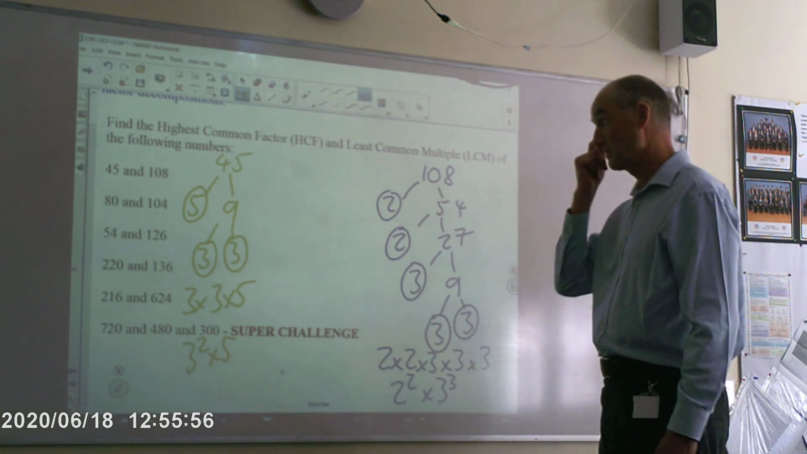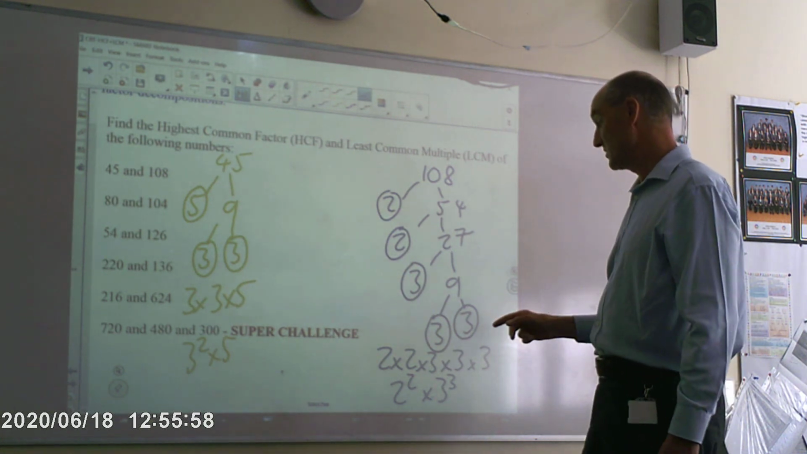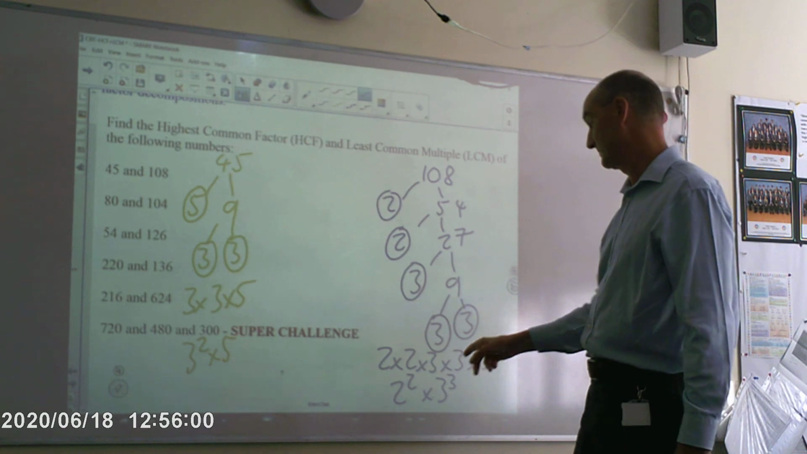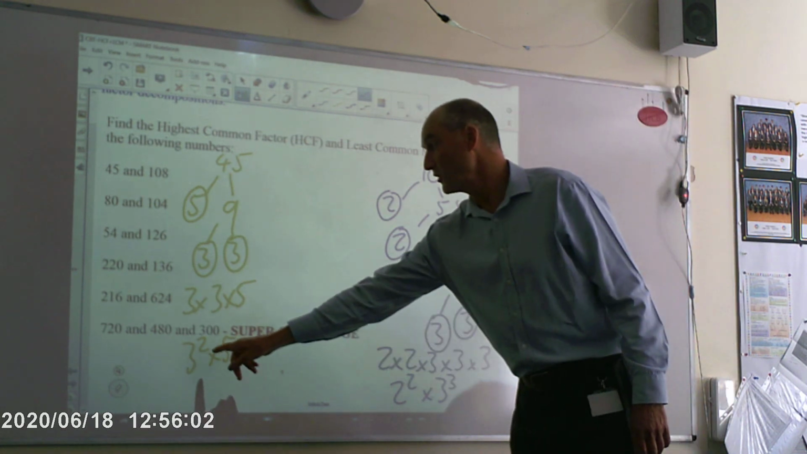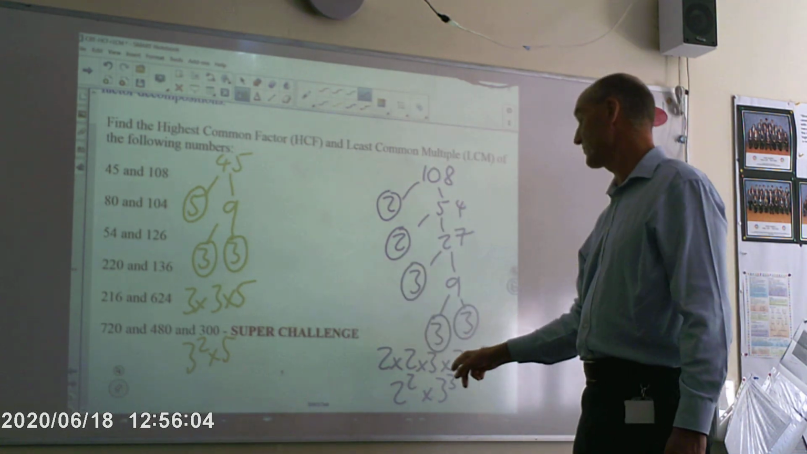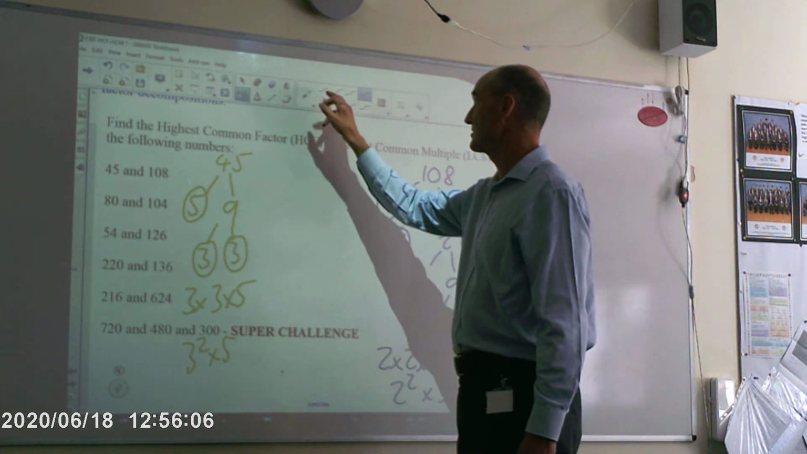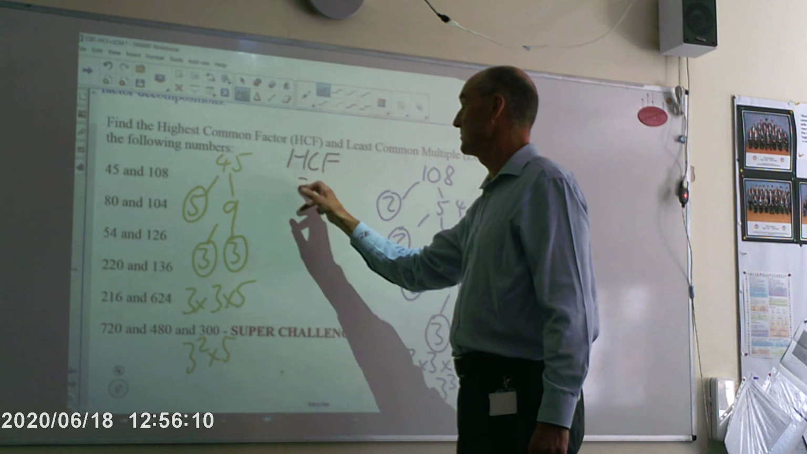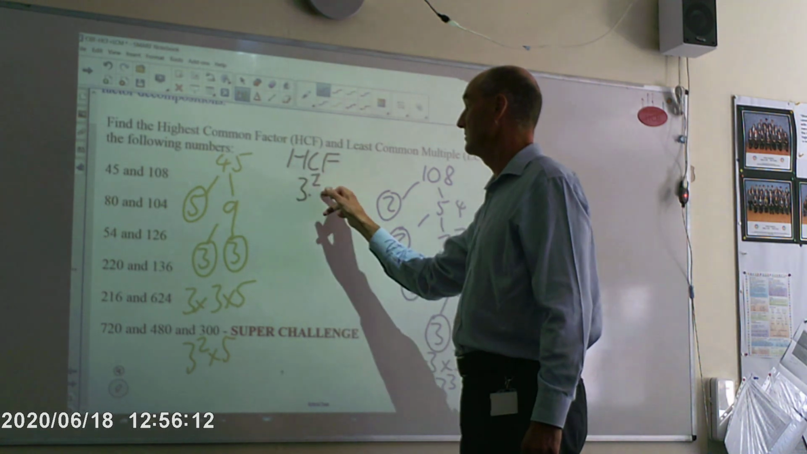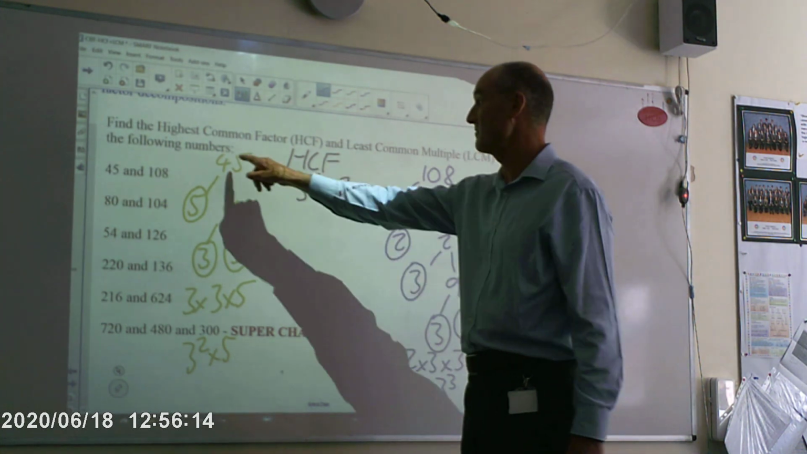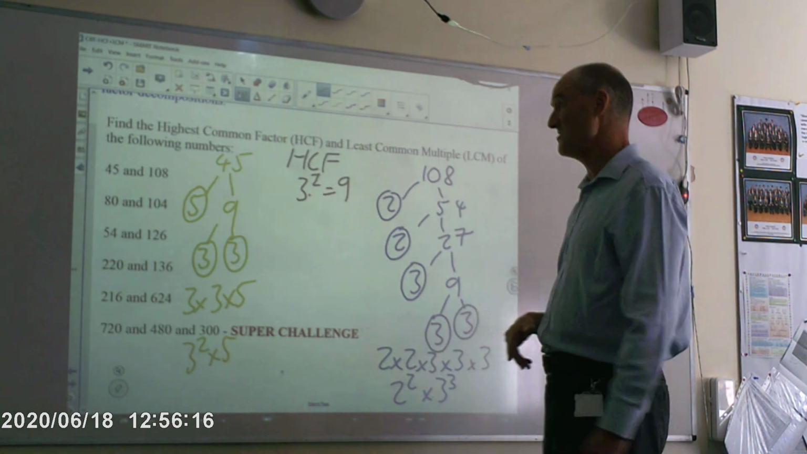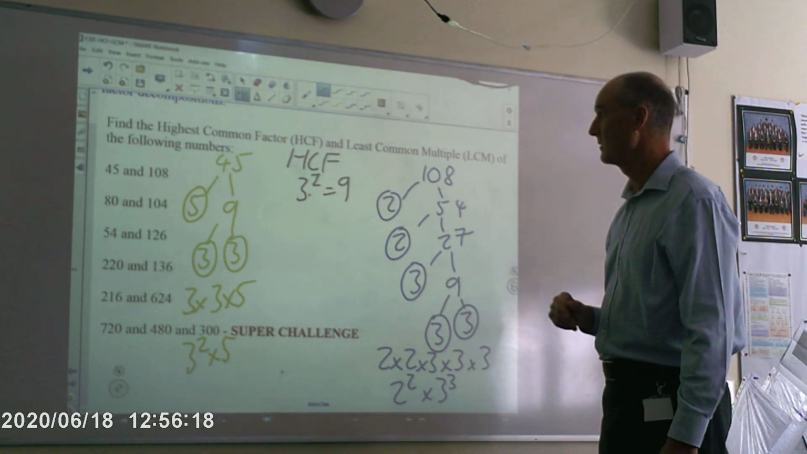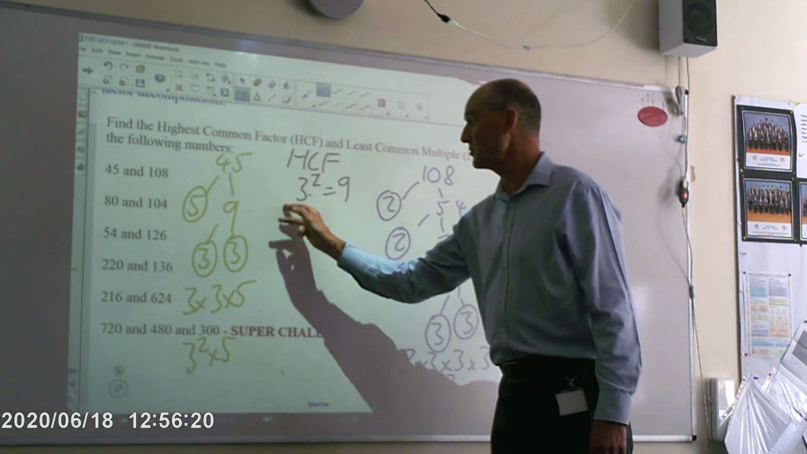Okay. What number appears in both of the lists? We've got 3 squared there and we've got 3 squared there, so highest common factor is going to be 3 squared. So that's 9, that's our highest common factor, 45 and 108. Yeah, that sounds reasonable. What about lowest common multiple?